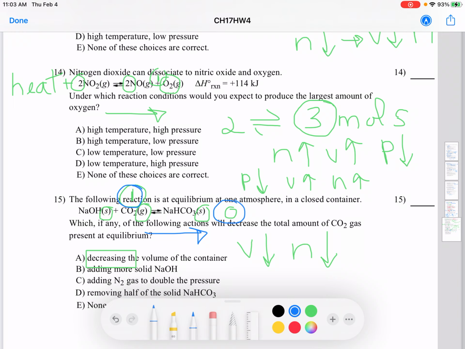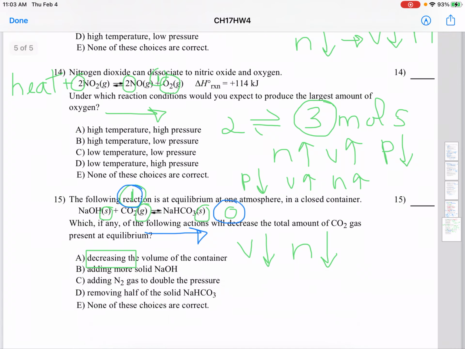And adding more solid sodium hydroxide? No, because it's a solid, nothing happens. Adding nitrogen gas to double the pressure? Nitrogen gas is not going to react with any of those things, so that will not have any effect on the equilibrium. Removing half of the solid sodium bicarbonate? No, because it's a solid, it's not going to affect our equilibrium. None of these other choices are correct. We do have a right choice.